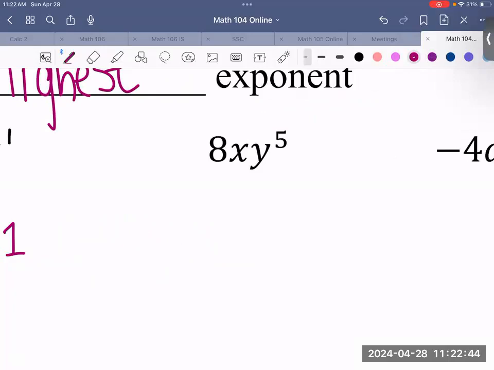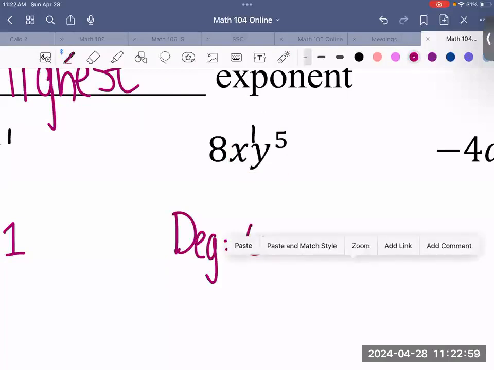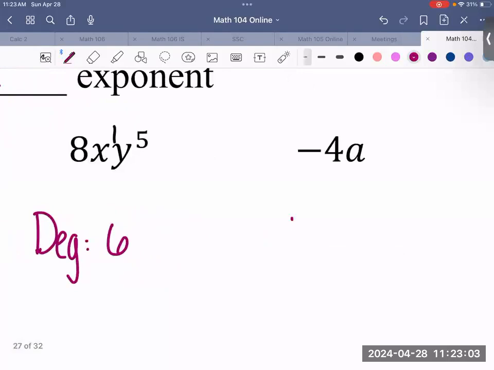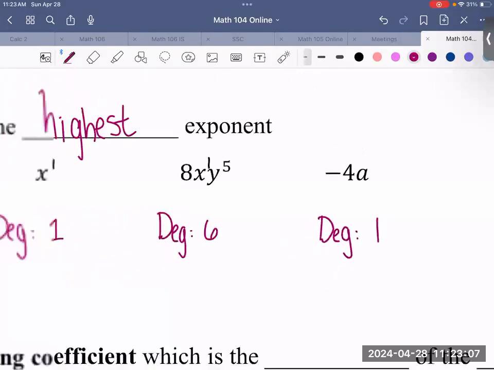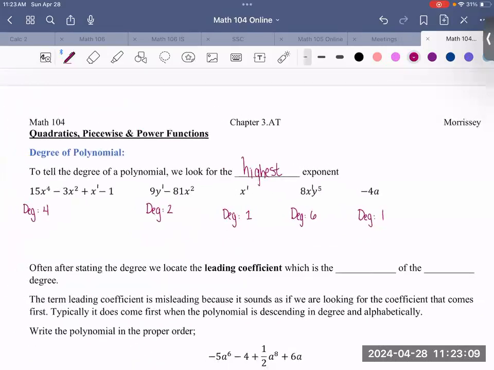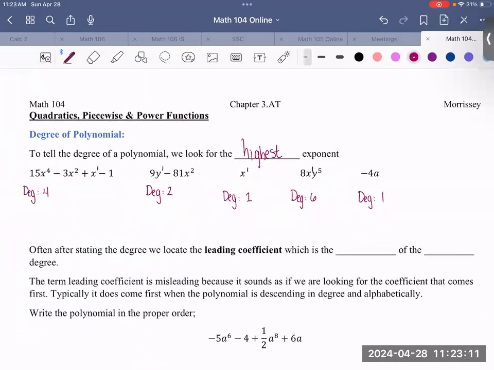However, if we have variables that are now being multiplied together, we can actually add the variable exponents together. So ours has a degree of now 6. 1 plus 5 is 6. And the last one is 1. So that is how you can determine your degrees of various forms.